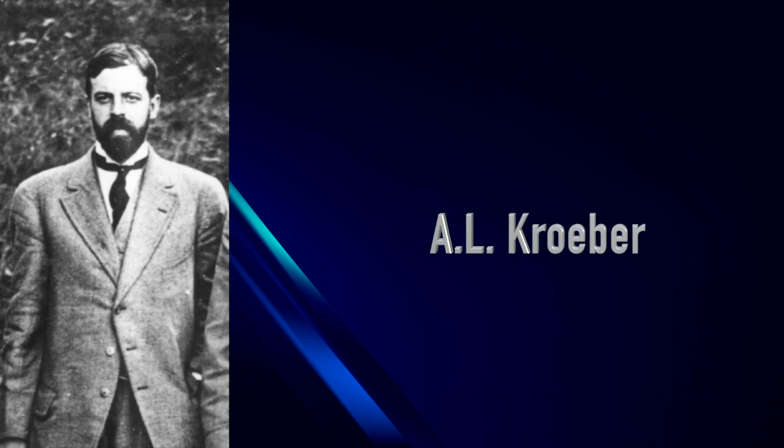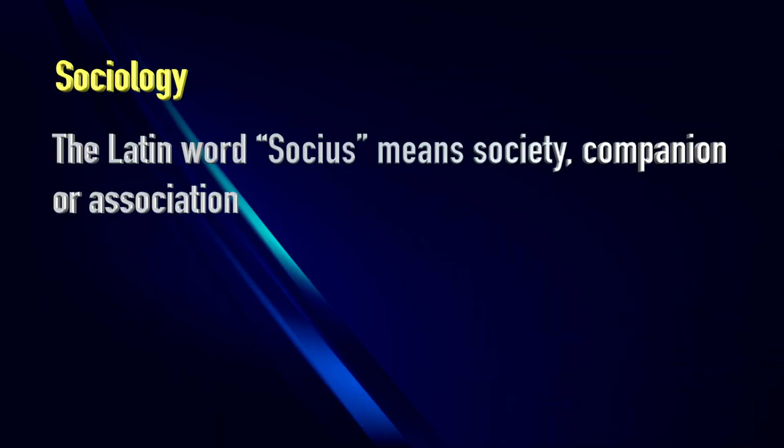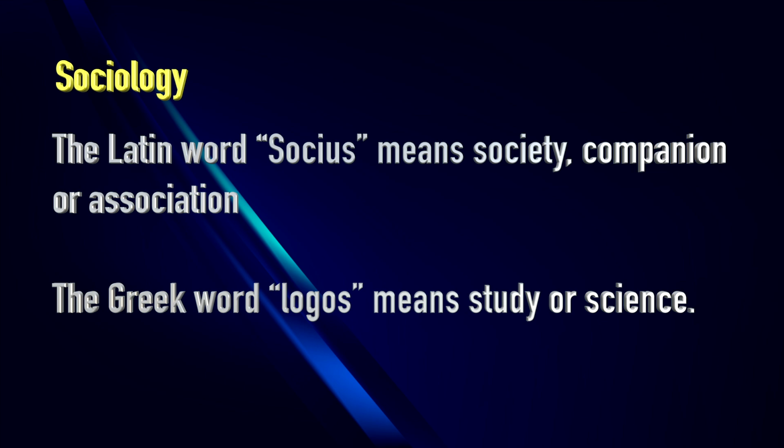Now, we will discuss the relationship between sociology and anthropology. Anthropologists consider sociology and anthropology as twin sisters. The term sociology has been derived from the Latin word socius, meaning society, companion or association, and the Greek word logos meaning study or science. Hence, sociology is concerned with the association of human beings. It is a science that deals with social groups.